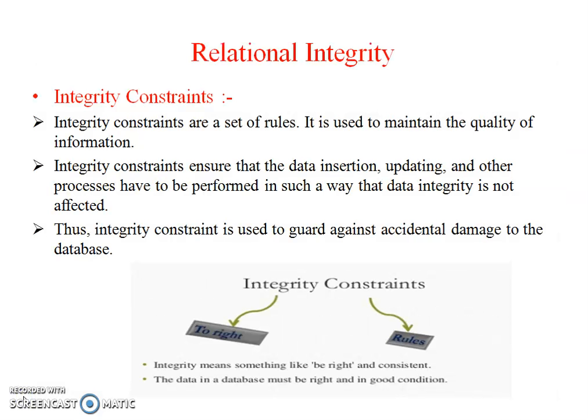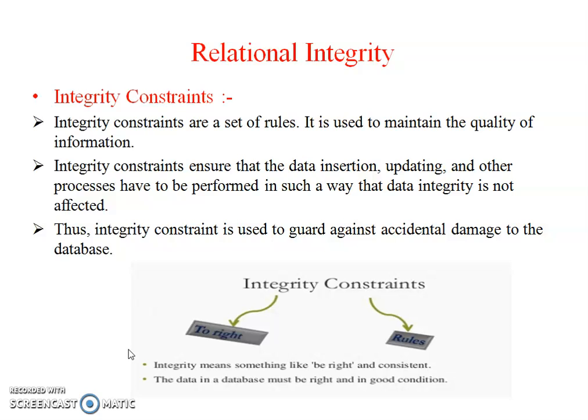Now we discuss what relational integrity is. Integrity means being right and consistent, and constraint means rule. The database must be right and in good condition. In integrity constraints, security and integrity of the database are the most important factors for the success of a system. An integrity constraint is the mechanism to prevent invalid data entry into a table and to maintain data consistency.